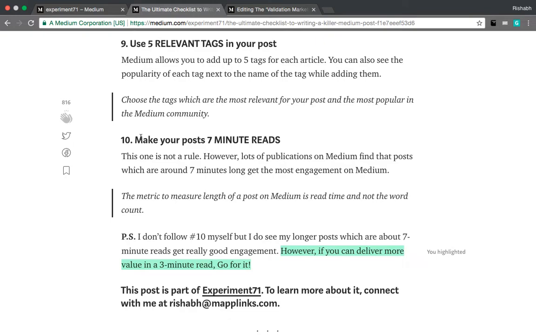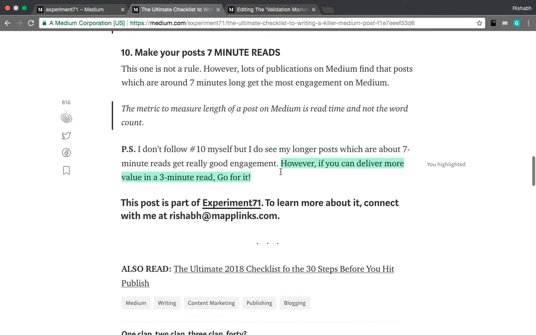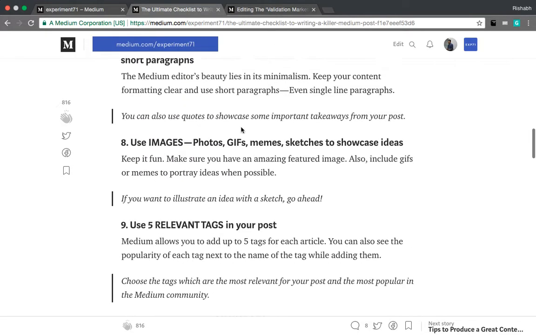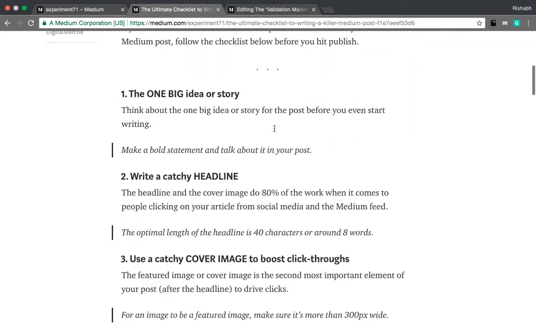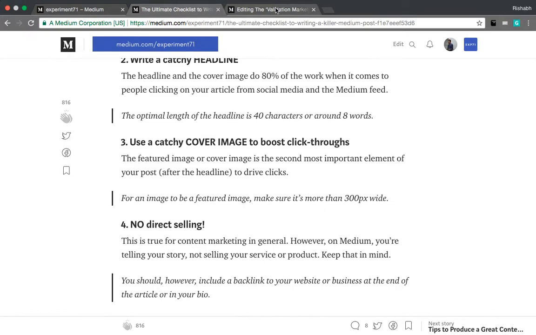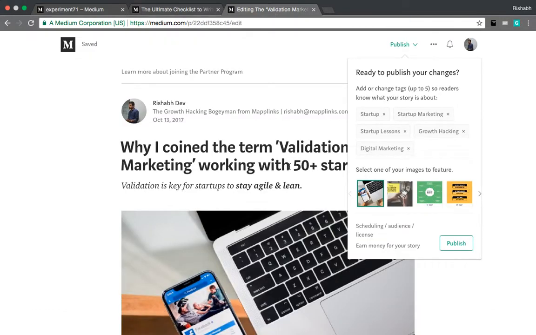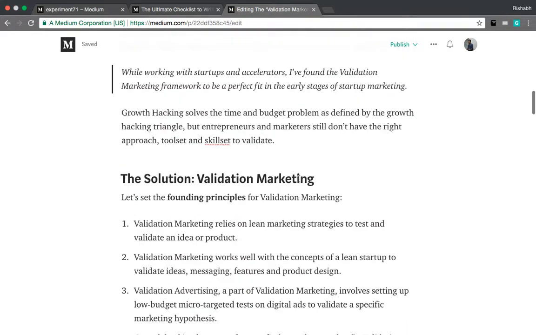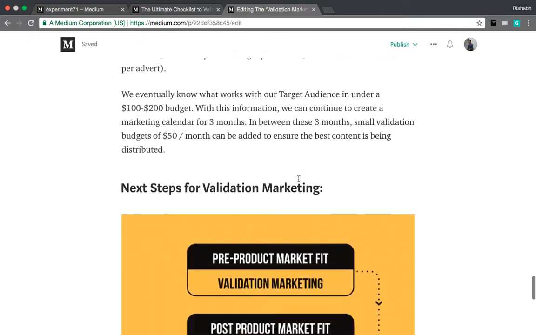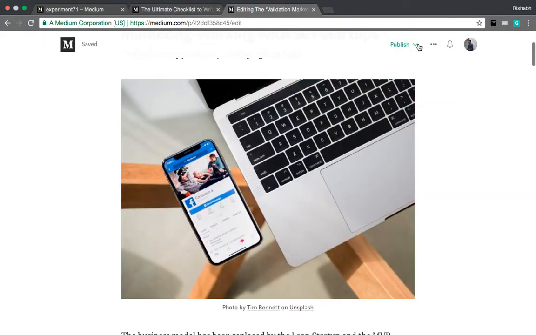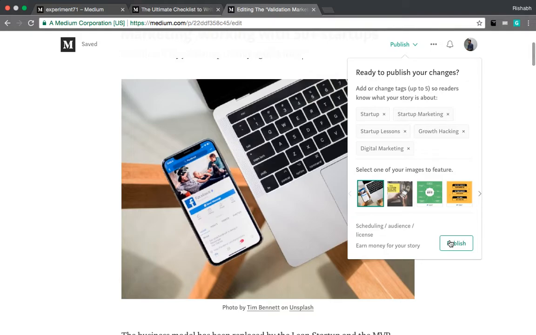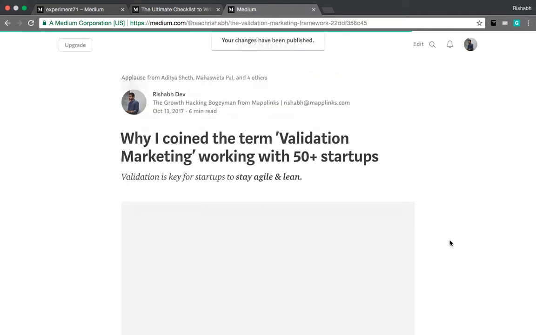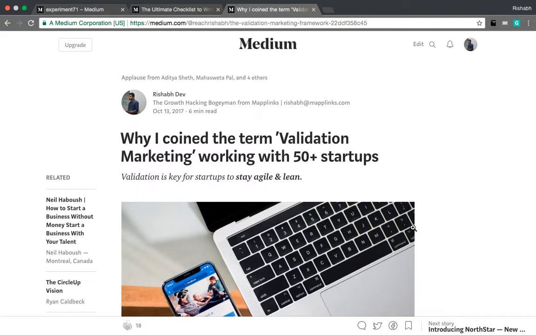Make your post around 5 minutes read, not a rule, but yeah, I think based on different studies that I've read about on Medium, 7 minutes is the ideal, most engaging piece of content. That's not necessarily true, I think, for everyone. Depends on the value that you're providing. But I think for something like this, 7 minutes should be good, because it's a new concept and we have enough content to portray the concept. Now I'm going to publish this. It's a 6-minute read, which I think is good.